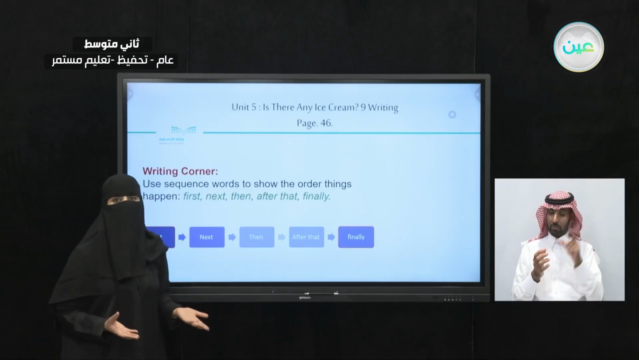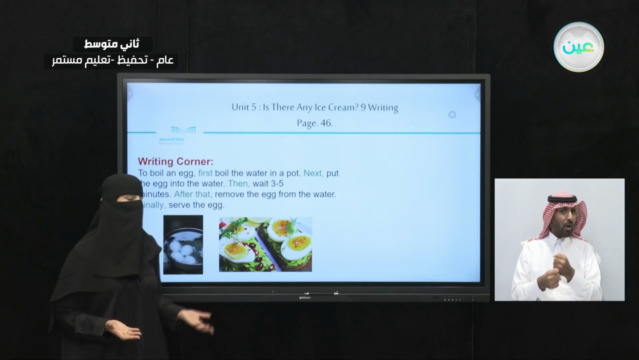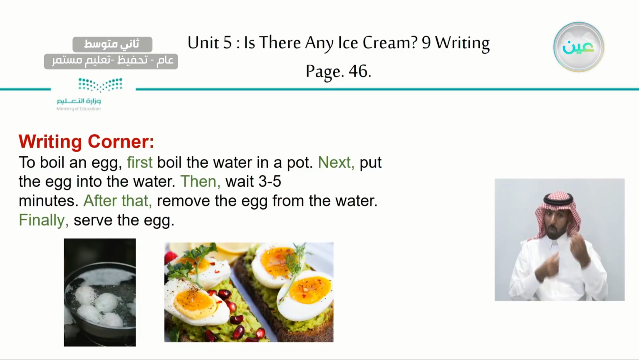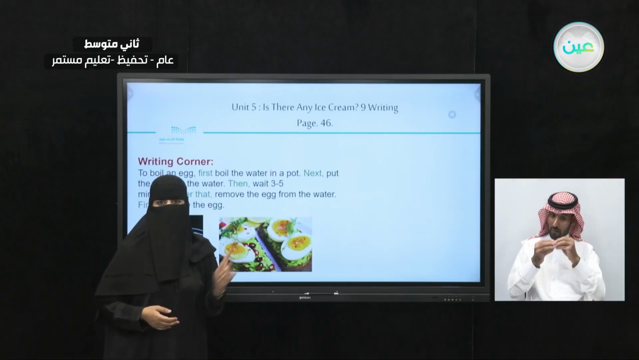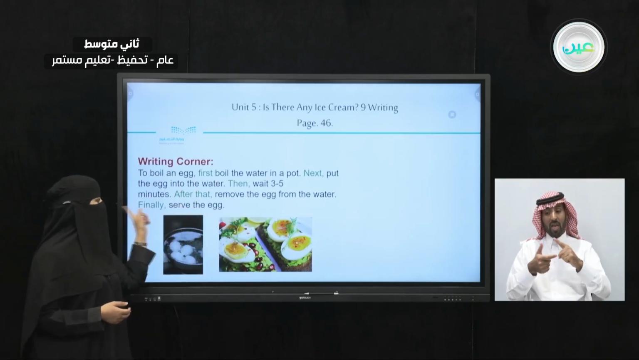How are we going to use it? We're going to use it like this. So, look here. To boil an egg, this is an example. If you want to boil an egg, what are the steps that can help you to make this recipe? First, boil the water in a pot. Next, put the egg into the water. Then wait 3 to 5 minutes. After that, remove the egg from the water. Finally, serve the egg. Now, did you see the words I highlighted here? I changed the color of these words in the text.